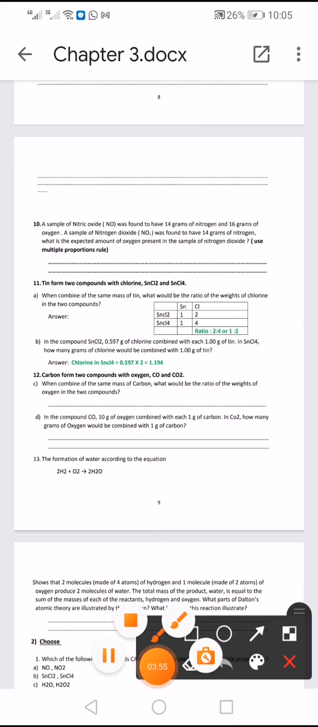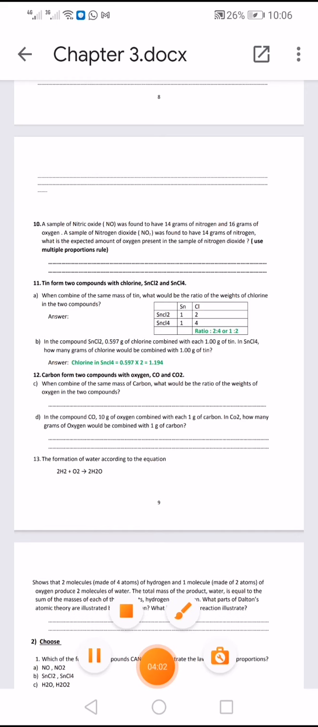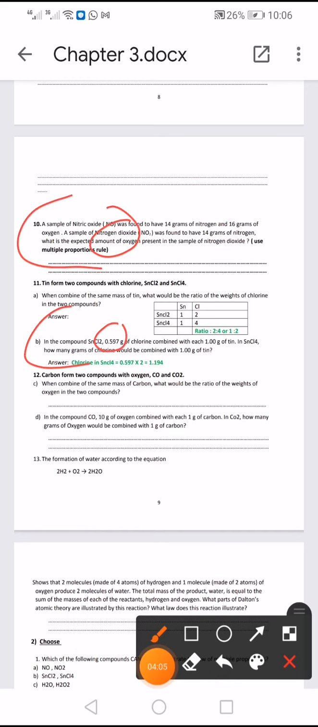I want to answer this one. Carbon forms two compounds with oxygen, carbon monoxide and carbon dioxide. For one compound of the same mass of carbon, what would be the ratio of the weight of oxygen in the two compounds? The ratio of oxygen in the two compounds will be 1 atom here and 2 here. So the ratio is 1 to 2.